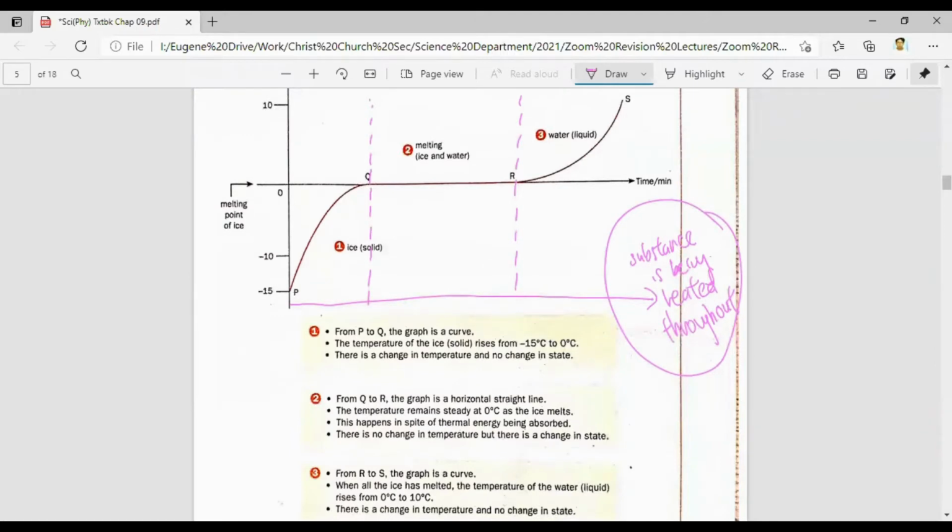From P to Q, the graph is a curve. What is happening is that the temperature of the ice rises from -15 to 0. There's a change in temperature and no change in the state. Now this is the tricky part.